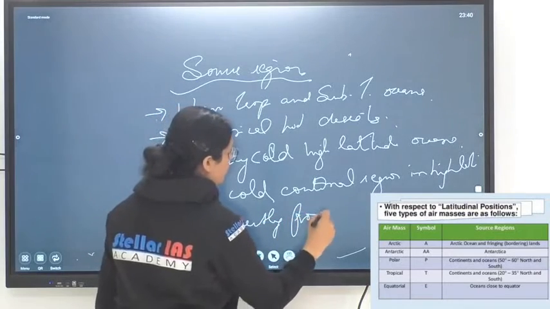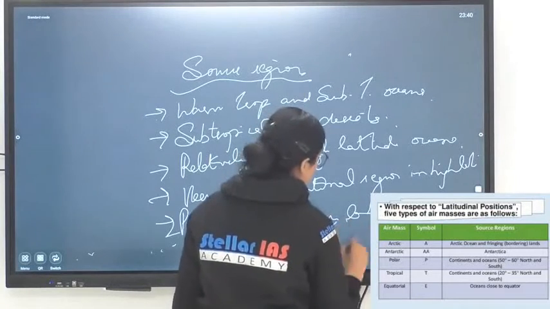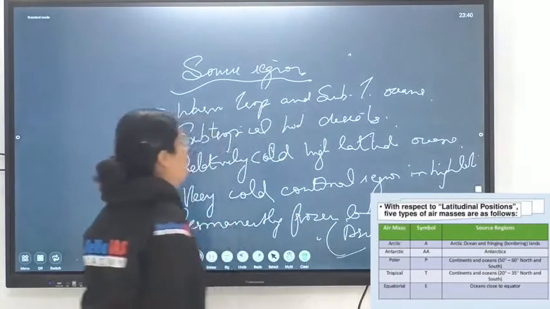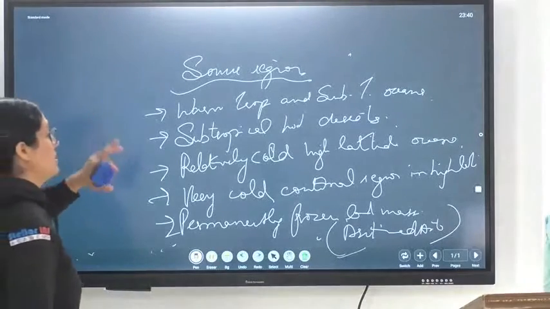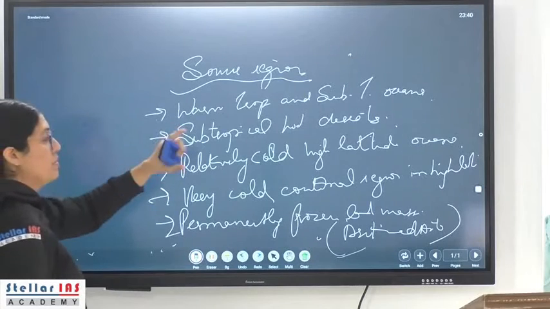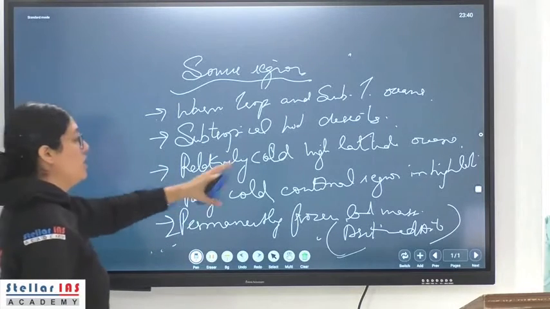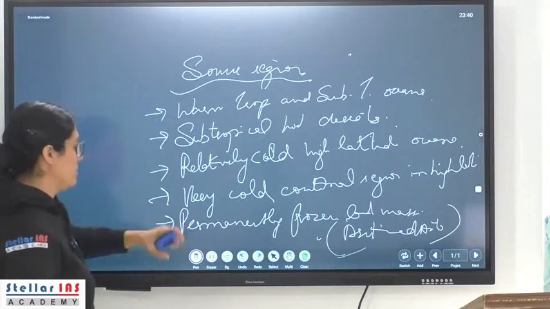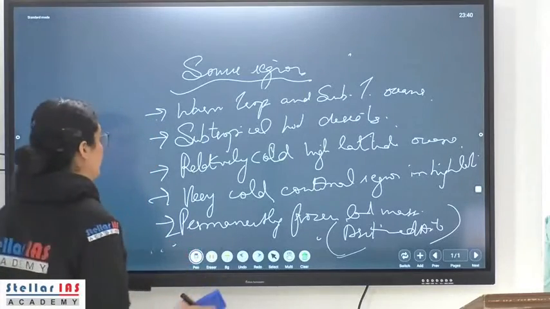Frozen land masses, right, which are Arctic and Antarctic. So these are the main source regions which result in the development of the concerned warm air mass or cold air mass, right. So warm tropical and subtropical oceans, subtropical hot deserts, relatively cold high latitude oceans, very cold continental regions in high latitudes, and permanently frozen land masses such as in Arctic and Antarctic region, right.